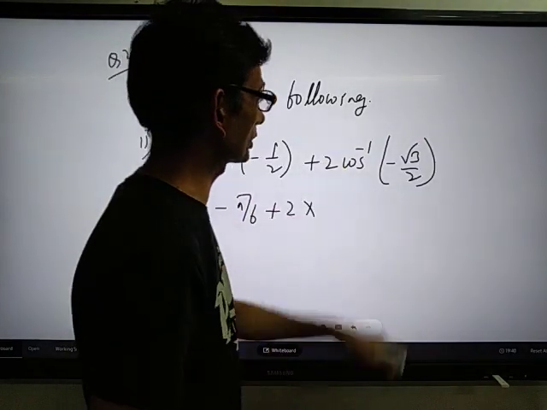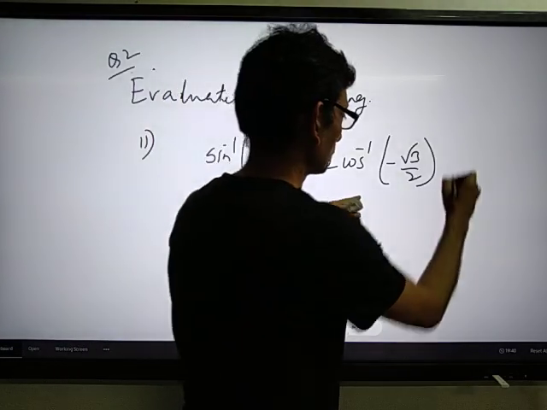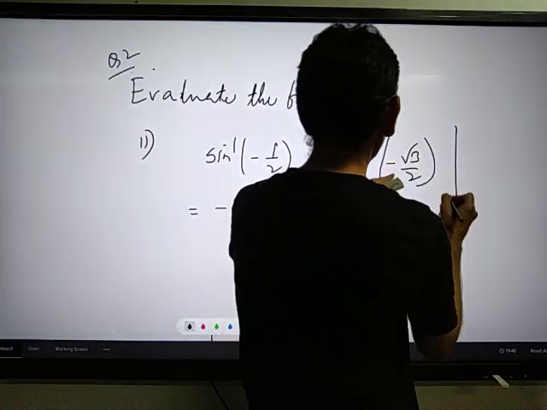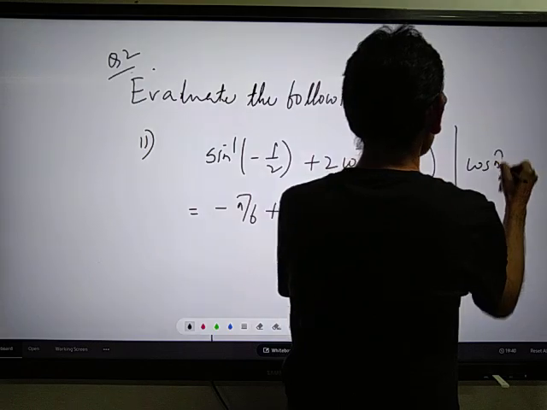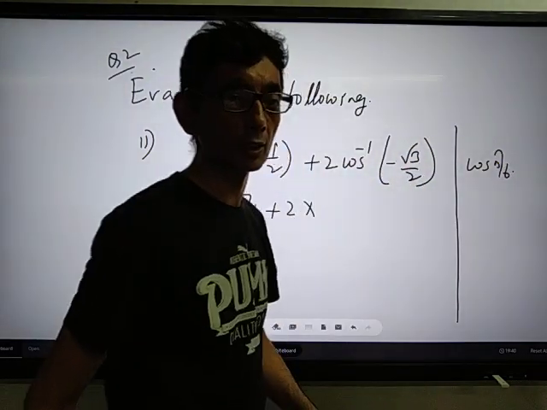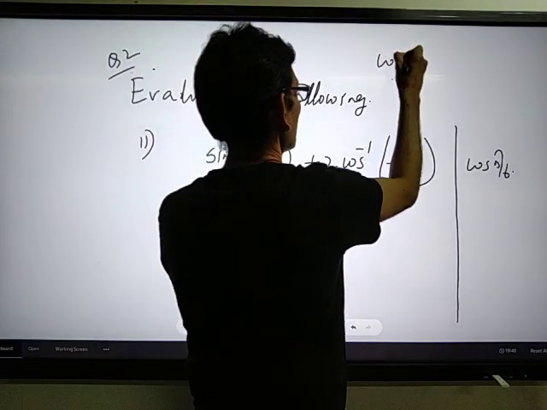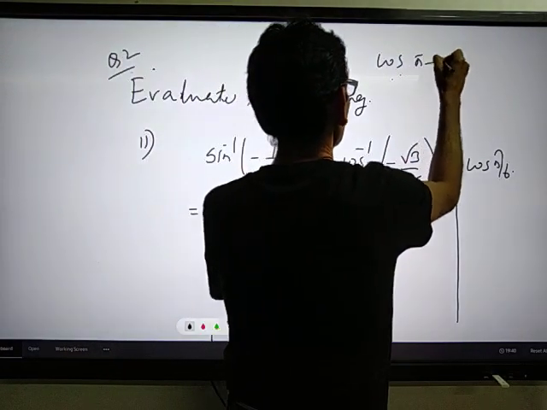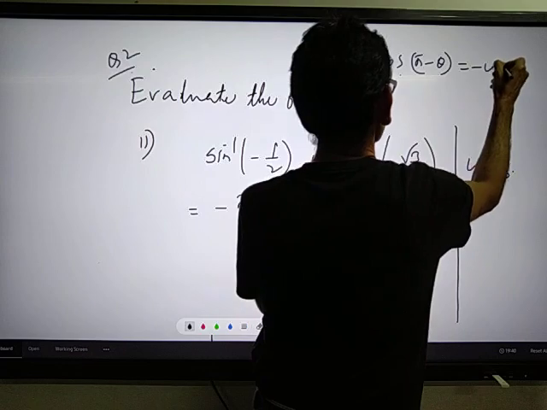Now we need to calculate cos inverse minus root 3 by 2. Right? Now for root 3 by 2, cos what? Cos 30 degrees, pi by 6. And since the minus is there, we need to use this formula: cos of pi minus theta equals minus cos theta.